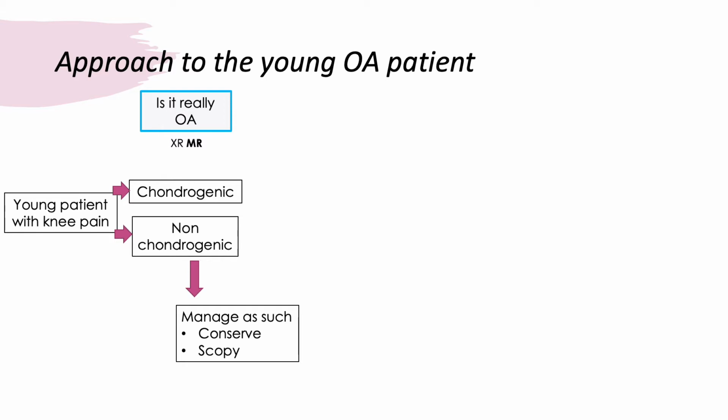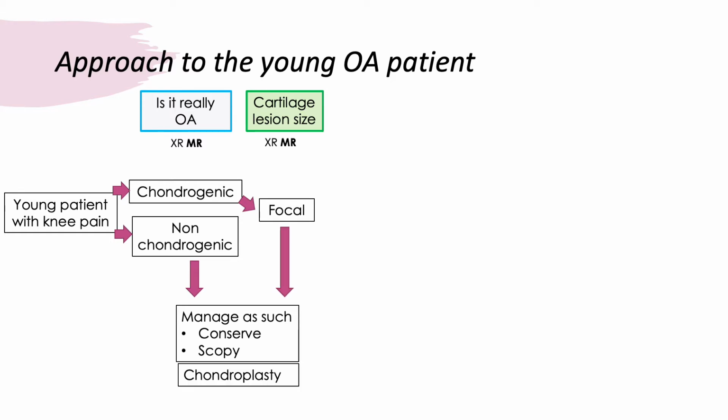Alternatively, we may be dealing with a chondrogenic cause of pain. Chondrogenic pain can be because of small or large lesions, so we want to determine the size of the lesion, and again we do that with X-ray and MRI. If it is a focal lesion, then we can manage it conservatively or consider procedures such as a chondroplasty. On the other hand, if it is a diffuse lesion, then we want to know how the patient presents.